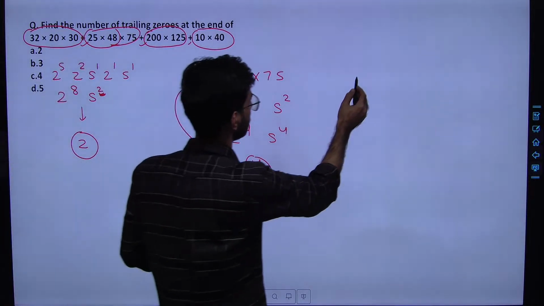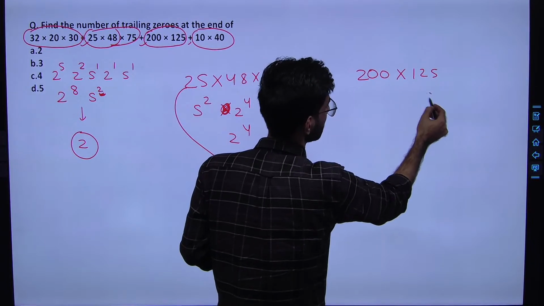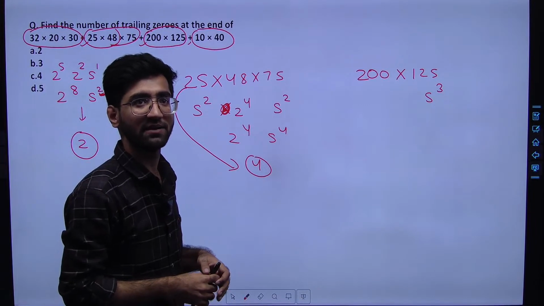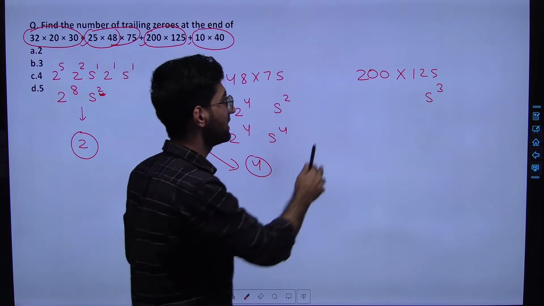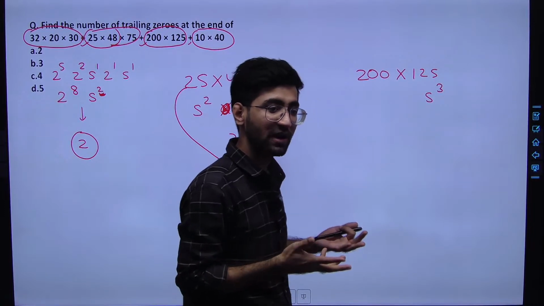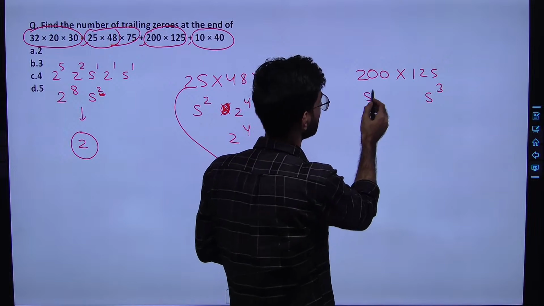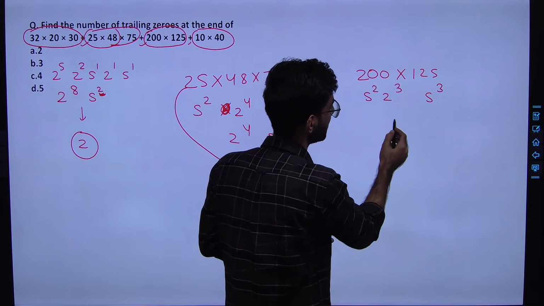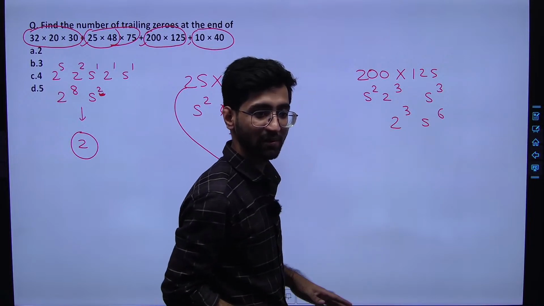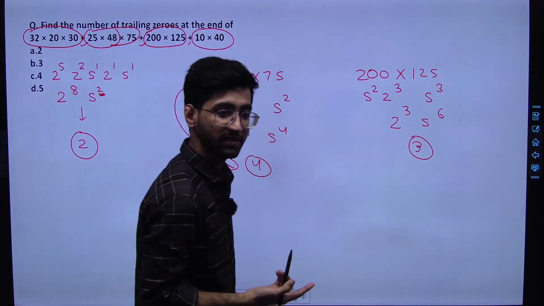Let us look at 200 into 125. In 125 there is 5 to the power 3. Let us think about 200. 200 is equal to 25 into 8, which means 5 square and 2 to the power 3. So we have 2 to the power 3 and 5 to the power 6 in total. The power of 2 is less, which means the number of trailing zeros is equal to 3, right?